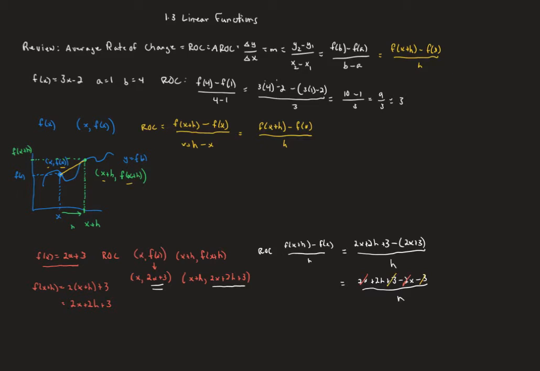And surprisingly enough, we get 2h over h. We can cancel the h's. And our average rate of change for that particular function is 2. Huh. Well, we'll do more of these down the road. This is the first try. Okay, let's start talking about lines a little bit.